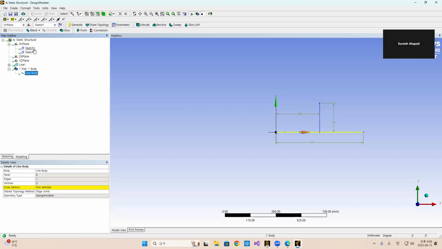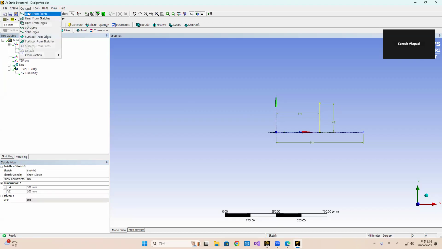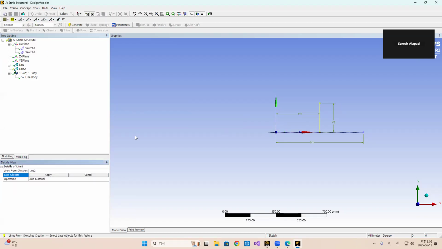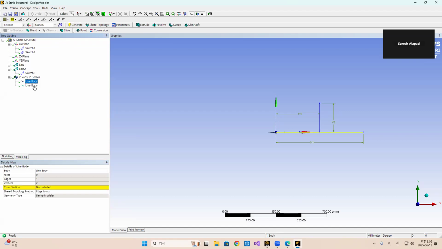Select sketch 2 and concept lines from sketches again, and select this one, already selected. Apply and generate. So line 2. Here we have to edit this one: we need to use add frozen because there are different materials. So two line bodies. If you use add material, that will be considered a single body. And I can rename these to avoid confusion.